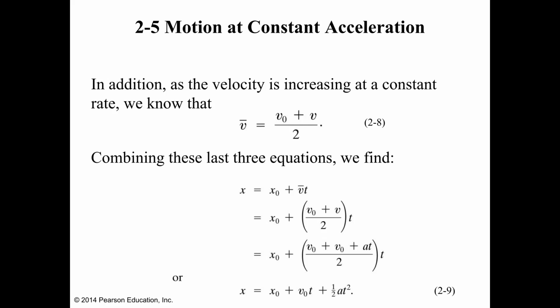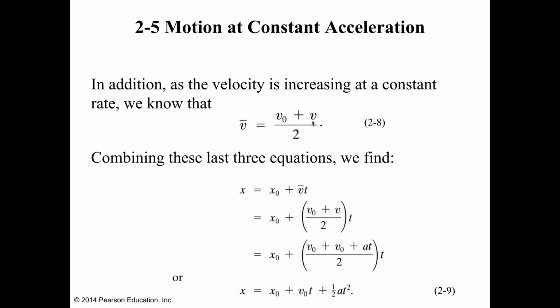Well, if you combine all these equations using some sort of system of equations, you can get that x is equal to x naught plus the average velocity times time, or x naught plus the initial velocity plus the final velocity divided by 2 times time, or the initial position plus the initial velocity plus acceleration times time over 2, or you get this kinematic equation that your final position is equal to your initial position plus the initial velocity times time plus 1/2 times the acceleration times your time squared. Whew, that's a lot. Okay?